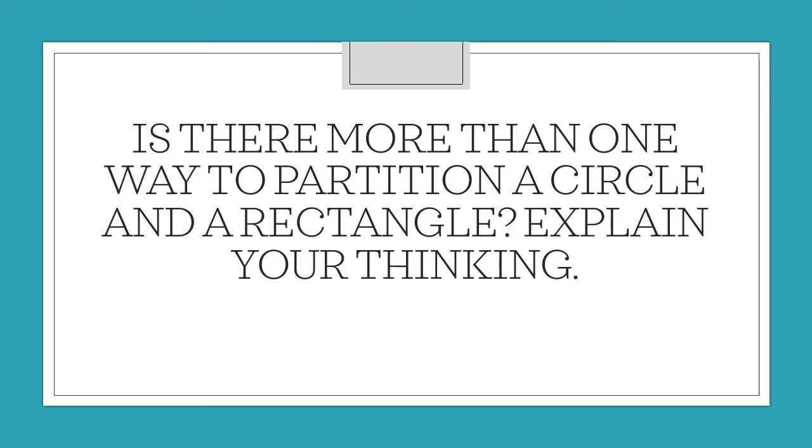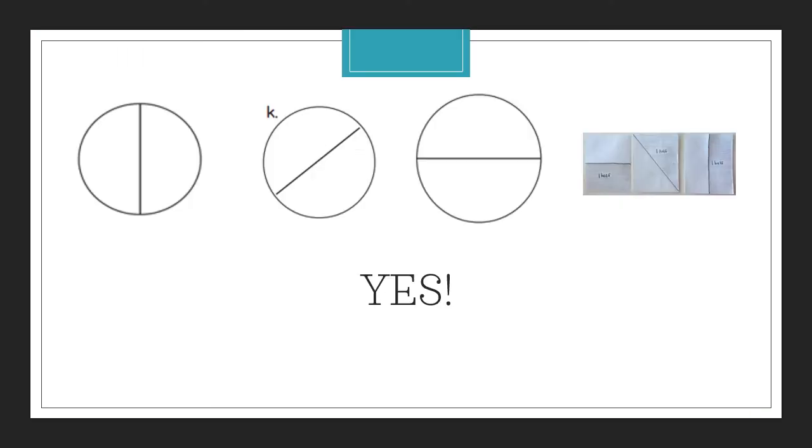My last question for the day. Is there more than one way to partition a circle and a rectangle? Explain your thinking. The answer is yes. Here are some different examples for ways to partition a circle and a rectangle into halves.